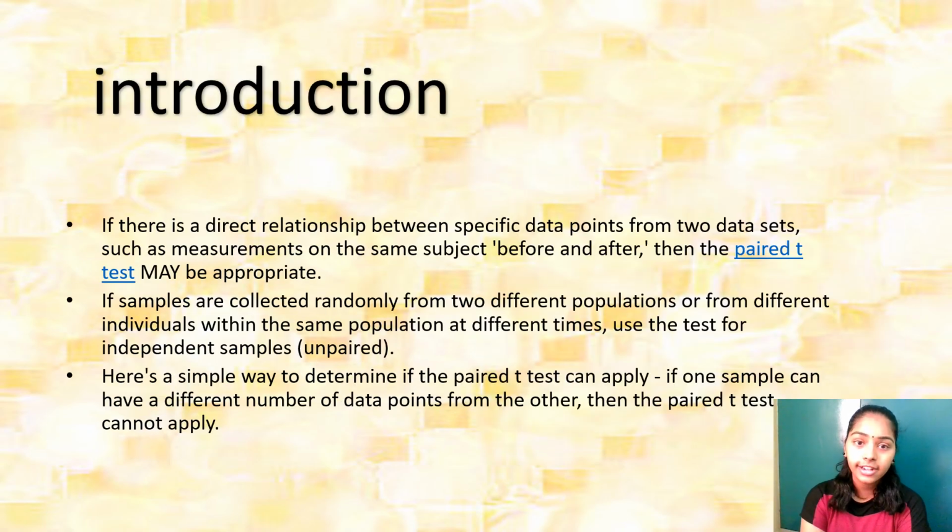If there is a direct relationship between specific data points from two data sets, such as measurements on the same subject before and after, then the paired t-test may be appropriate. And if samples are collected randomly from two different populations, or from two different individuals within the same population at different times, we use the independent samples t-test, meaning unpaired. Here is a simple way to determine if the paired t-test can apply: if one sample can have a different number of data points from the other, then the paired t-test can't be applied.